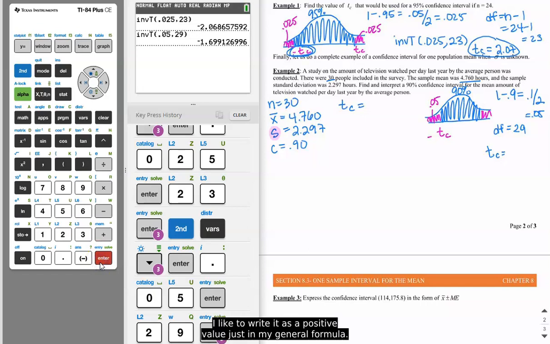Again, I like to write it as a positive value in my general formula. So I'm going to say 1.7 when I round. You could add the 0 in or not. Okay, so I'll write this up as 1.70.